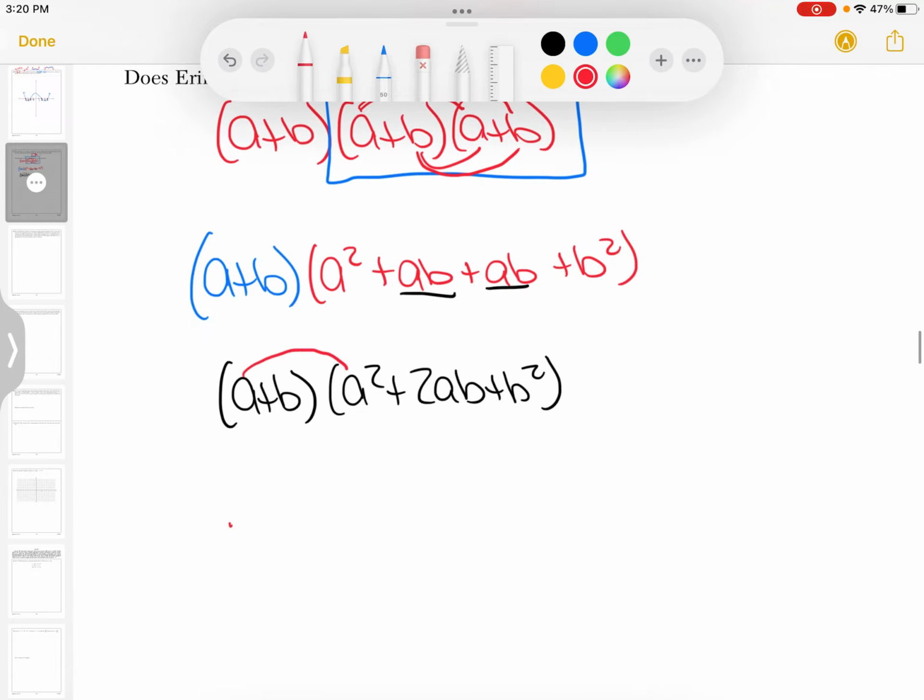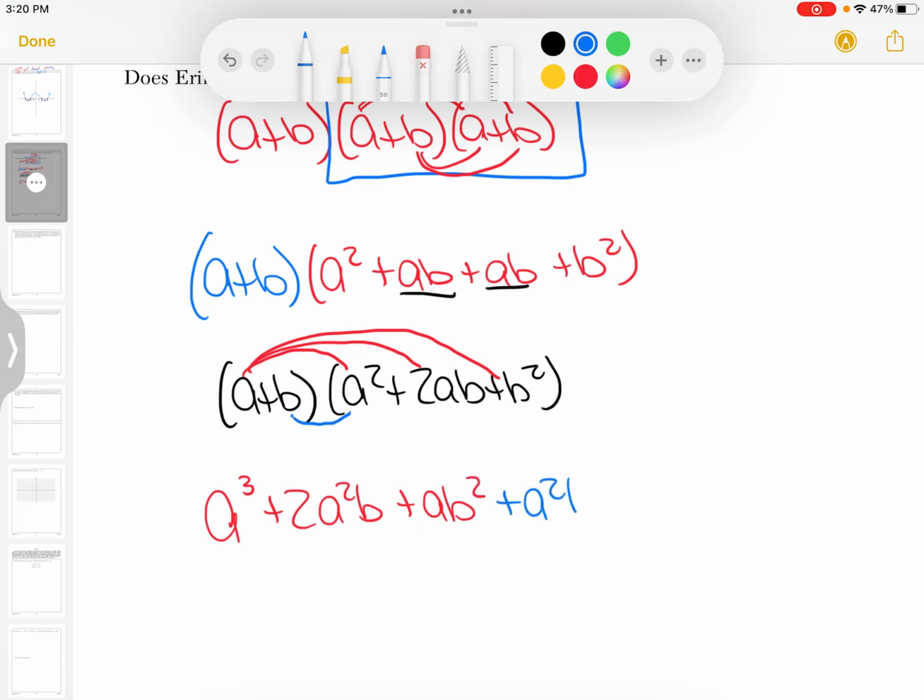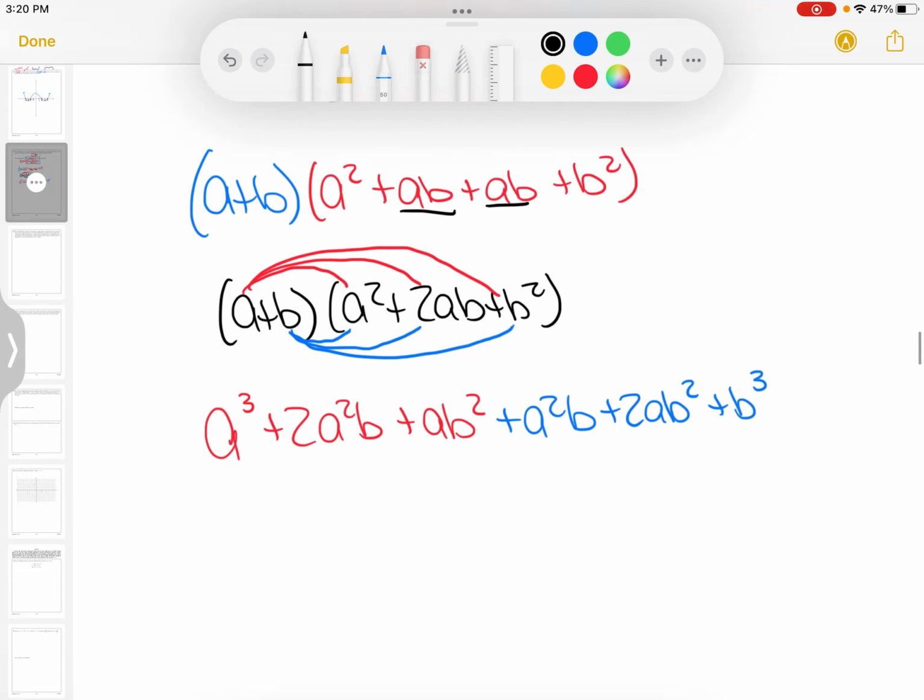So the a goes to the a squared, that's going to be an a cubed. A to the 2ab is plus 2a squared b. And then a times b squared is plus ab squared. Now I multiply the b through. B times a squared is plus a squared b. B times 2ab is plus 2ab squared. And then b times b squared is going to be b cubed. Okay, so I clearly have to simplify this. Be very careful when simplifying because you have a squareds, b squareds, a whole mess in here.